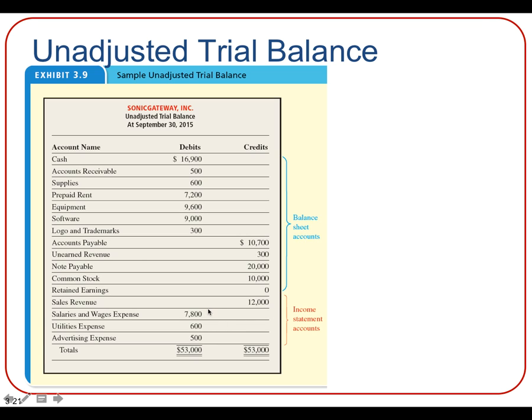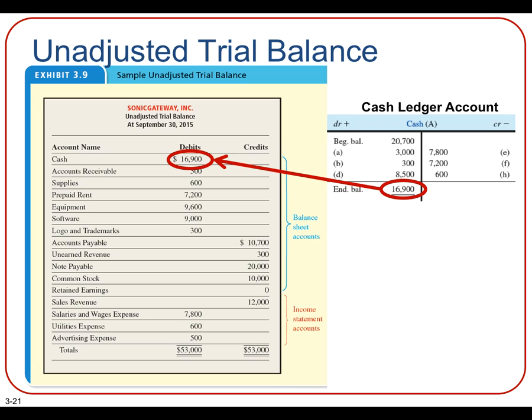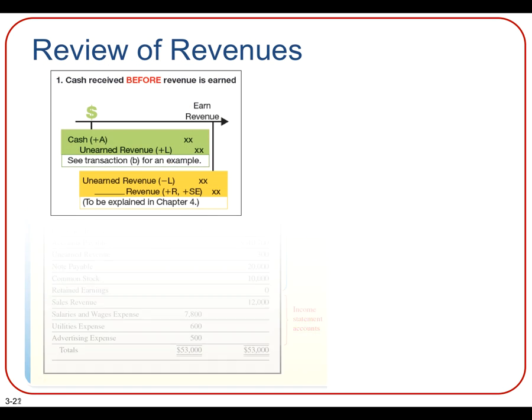And then you have expenses. All of the expenses are a deduction to your income, a deduction to your retained earnings, and a deduction to your equity account. So they have a debit balance. Both sides should always be equal. Okay, and here's what the cash ledger account looks like.